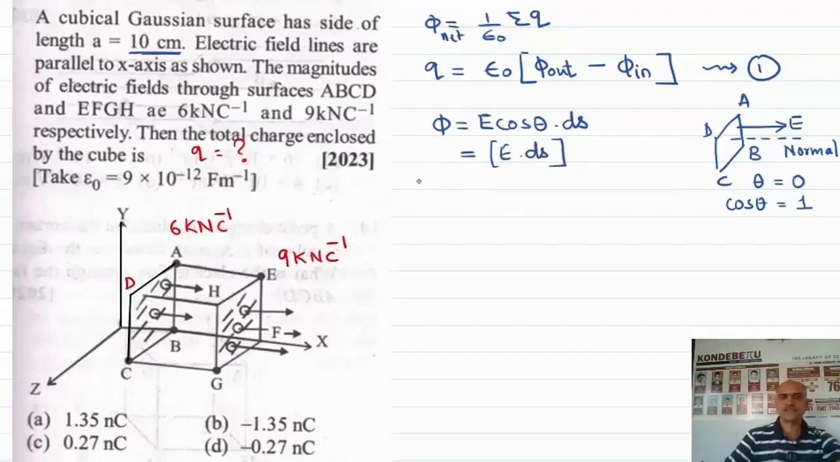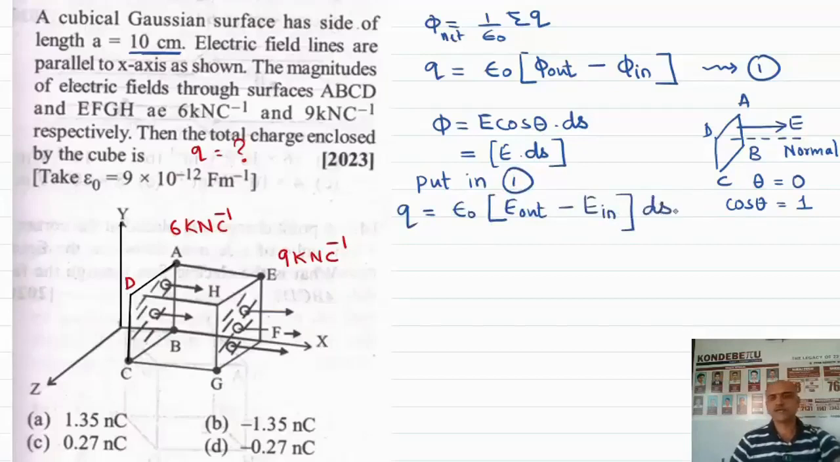Now this I will substitute in equation 1. So if I substitute, Q is equal to epsilon naught times flux out, which means E out minus E in, which is entering the surface. In both I am taking ds common, that I have written outside. So flux out is E out into ds minus E in into ds. ds I have taken common.